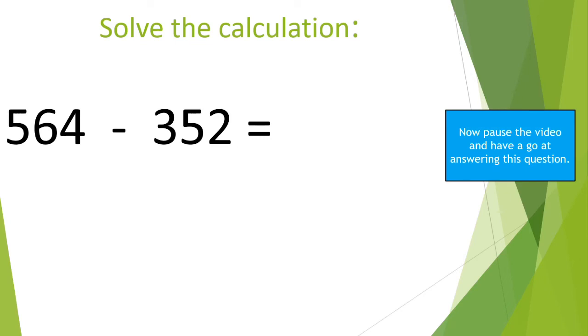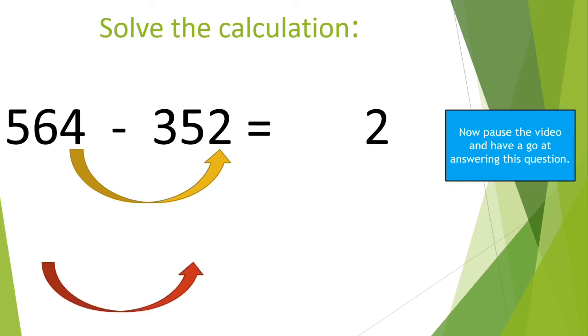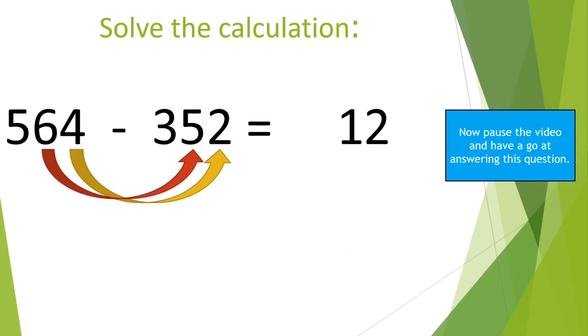Okay, so hopefully you've had a chance to have a go. So you should have started with your ones. So we can see we've got 4 ones, take away 2 ones. So we had 2 ones left over. Then we have 6 tens, take away 5 tens, which leaves me with 1 ten. And then we've got 500, take away 300, which leaves us with 200. So your answer should be 212.